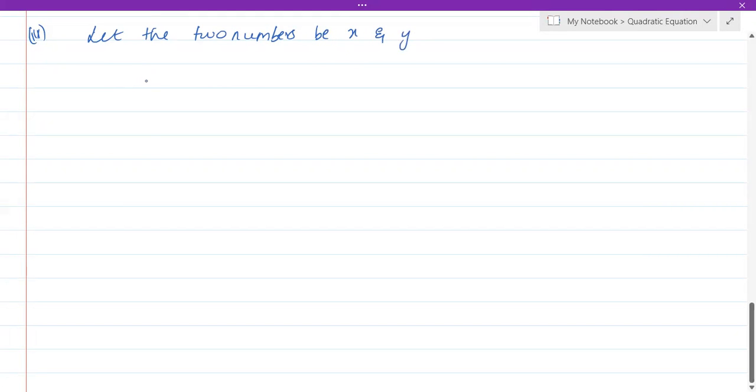So what they have given, the difference, that is when I subtract the squares of the numbers, that is x square and y square, it is equal to 180. Let's take it as equation 1. Now I am assuming x is greater than y. That is why I have taken x square minus y square. We are assuming x is greater, y is smaller. And what they have given again, the square of the smaller number, that is y square, will be equal to 8 times the larger number. What is the larger number? x. Let's take this as equation 2.